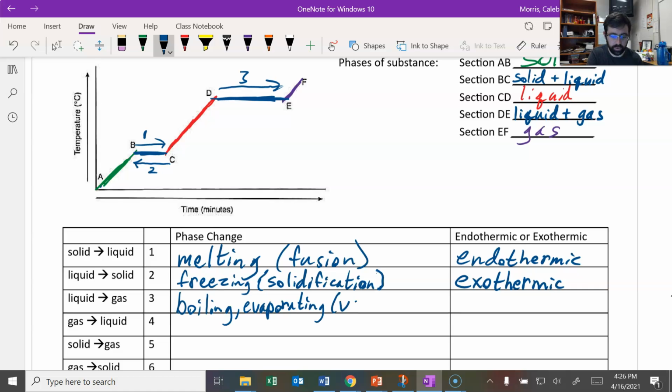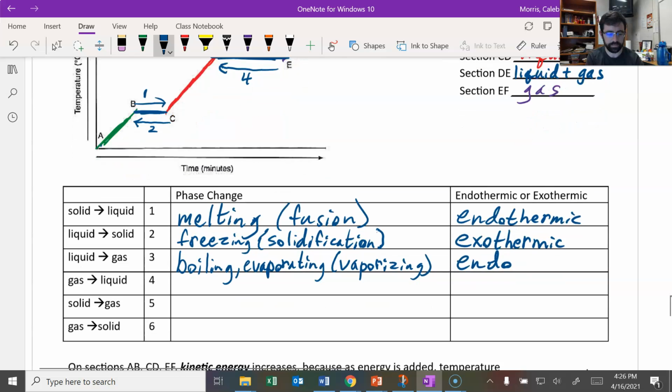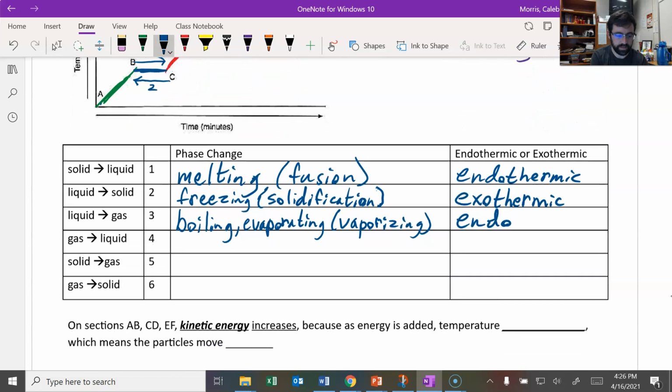Or vaporizing. Vaporization. Okay. That's also going to be endothermic. Just going to abbreviate endo. Okay, gas to liquid, going backwards right there. Gas to liquid. That is called condensation or condensing. Okay, there's no other name for that. That's actually the scientific name. And it is also exothermic because I'm going backwards on this curve.